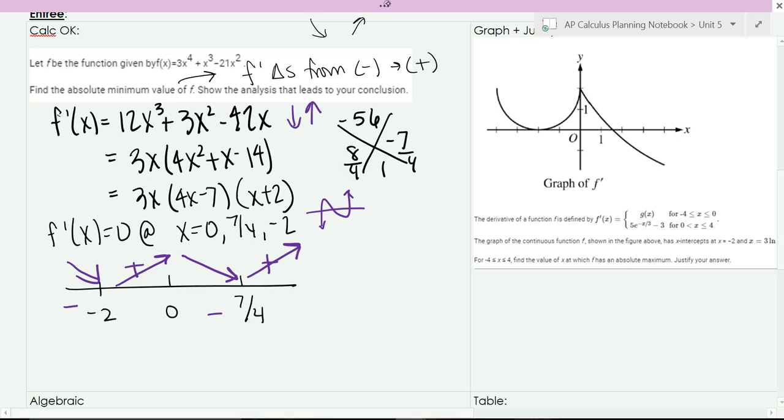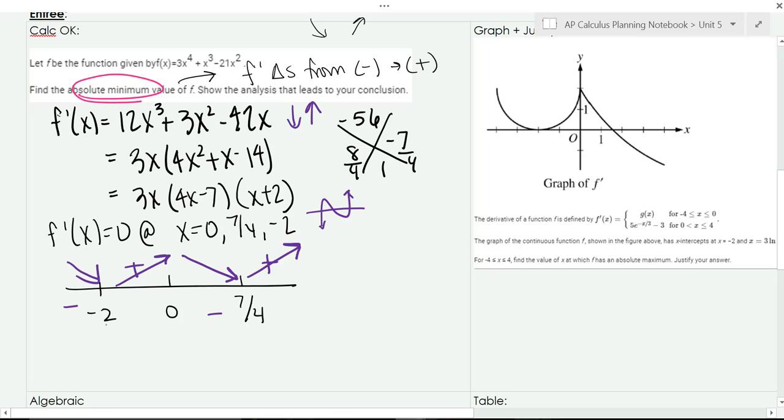So we can really rule out 0 as being a potential suspect, because if we want a minimum value, that's going to be where my derivative changes from negative to positive. So we really only need to look at negative 2 and 7/4. Because I'm saying that 0 is going to be a relative maximum, not absolute, right? Because x to the 4th has up, up end behavior.